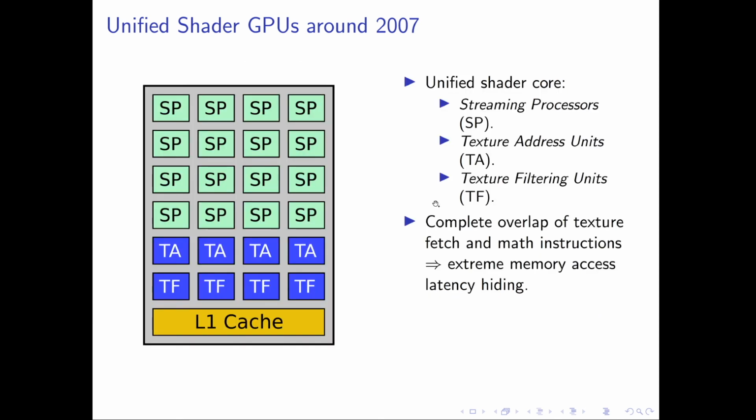And each unified shader core on its own would consist of an array of so-called streaming processors, where each streaming processor can be thought of as a tiny lightweight processor core with different characteristics than a typical CPU core, but still. And we had a relatively high number of those tiny cores. And then there were dedicated units for texture accesses.